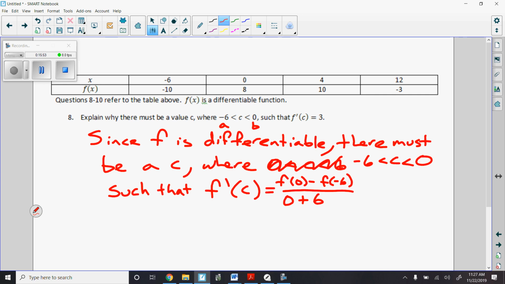Okay, and then reading the table, f of 0 here is 8. Minus f of negative 6 is negative 10. 18 divided by 6 is 3. Again, it needs to match right here. If you get a number that doesn't match there, then you know something's wrong. Maybe you were looking at the wrong interval, or you had your a's and b's mixed up or something like that. Okay, so I proved, and again, you need a difference quotient here, and it needs to equal 3. And then we can say because of the MVT.